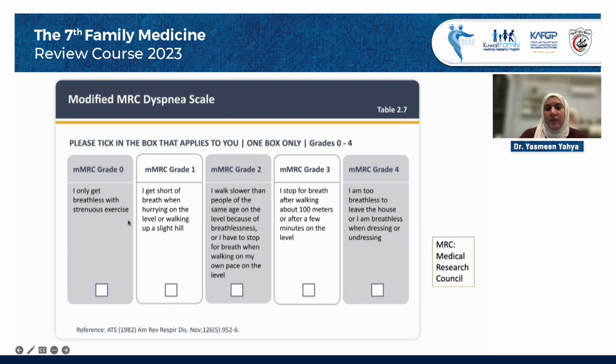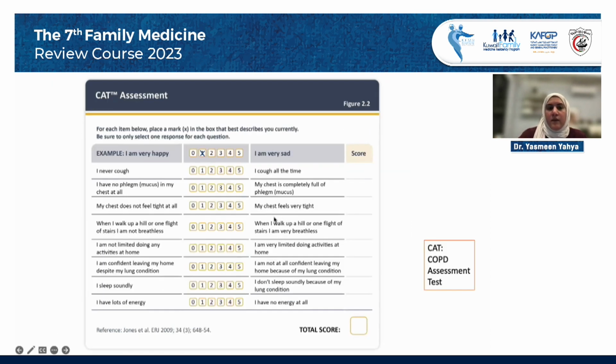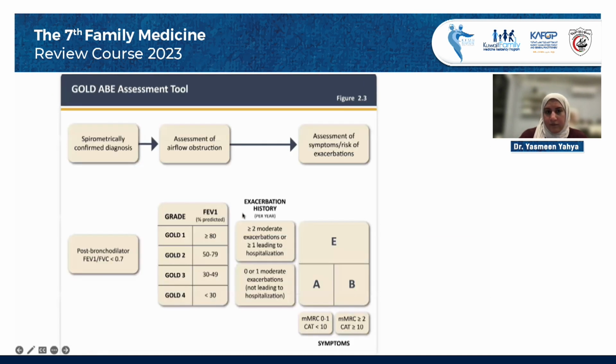So this scale tells you the dyspnea scale. If it's 0 or 1, then there's only minimal dyspnea on maximum exertion. Then from 2 onwards, there's more dyspnea on regular daily activities. And this incorporates more than dyspnea. It incorporates cough. So this is a scale out of 40. There are 8 questions here, each out of 5. It tells you to ask the patient about coughing and if there's mucus and having energy and sleep and all these things. So this comes to the GOLD ABE assessment tool.